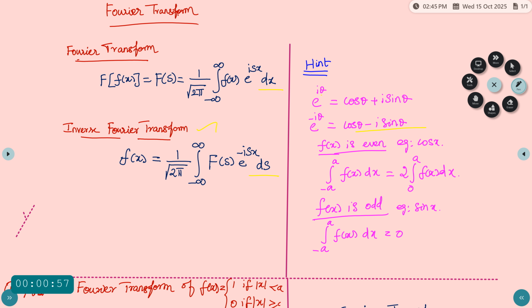If the function f(x) is even, for example f(x) equal to cos sx, and the limit is from minus a to plus a, then the integral is converted to 2 into integral 0 to a f(x) dx. If the function is odd, the integral from minus a to plus a of f(x) dx equals 0. Now let's go to the problem.